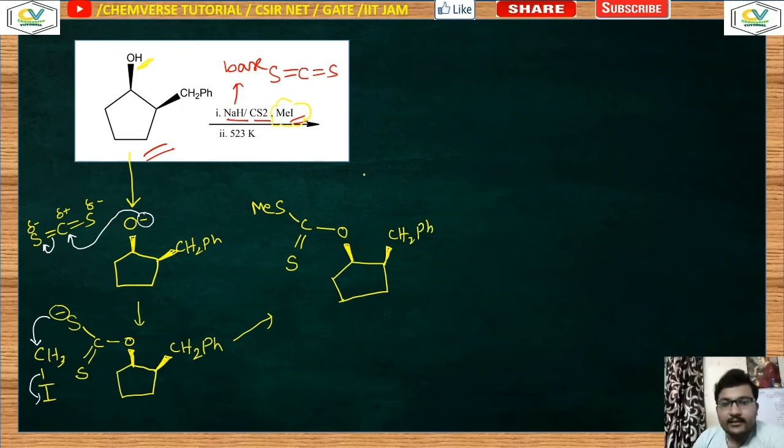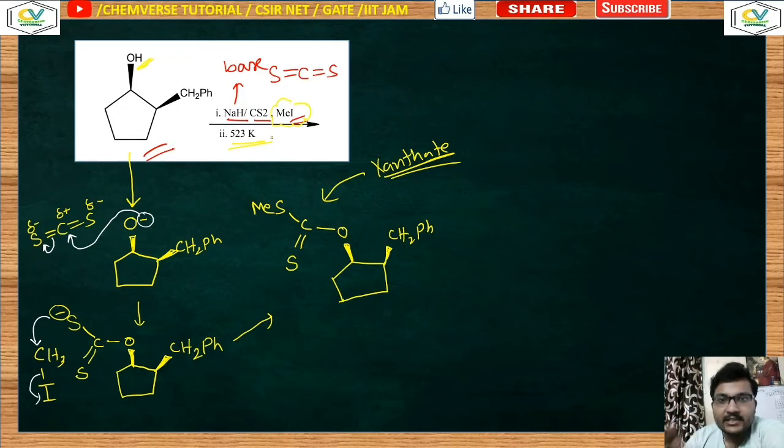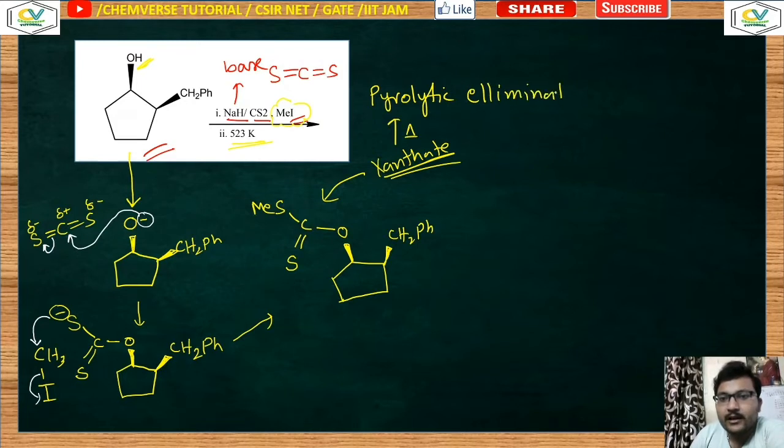Now look at this, the xanthate portion. So the xanthate portion is generated, and your next step is nothing but heating. 523 Kelvin means it's around 250 degrees centigrade. So it means nothing but heating. Heating is occurring. Now what I say is that this xanthate, whenever it is heated, will undergo pyrolytic elimination, and it will be syn in nature. That means it will abstract the hydrogen from its adjacent carbon atom, that is the beta hydrogen, but that hydrogen should be in syn position. That means in the same plane, same side.